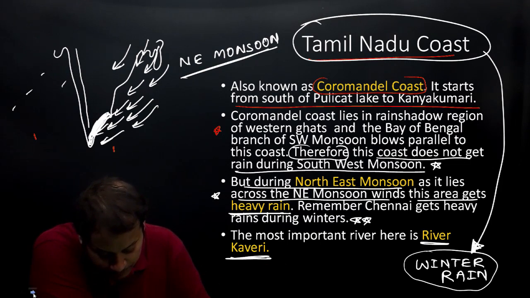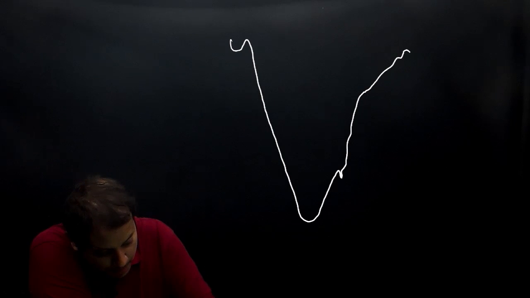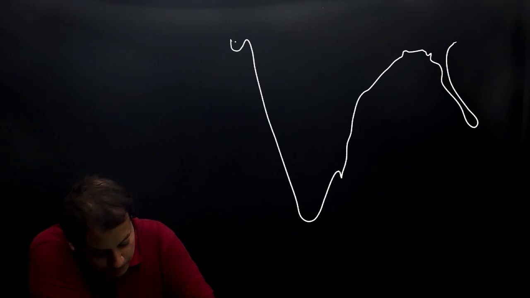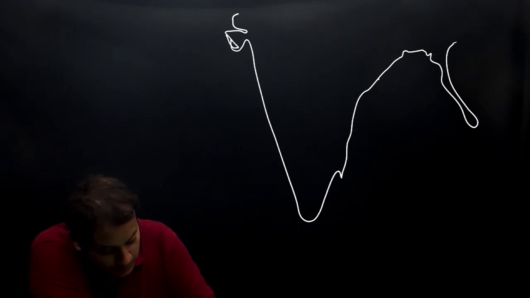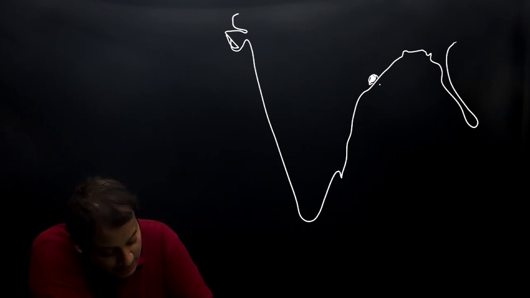Now, let us study some of the important map points here. What I told you regarding the map points is, Chilka Lake in the Utkal Plains. Lake Chilka here in the Utkal Plains.